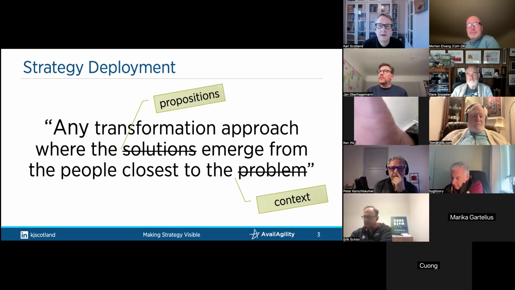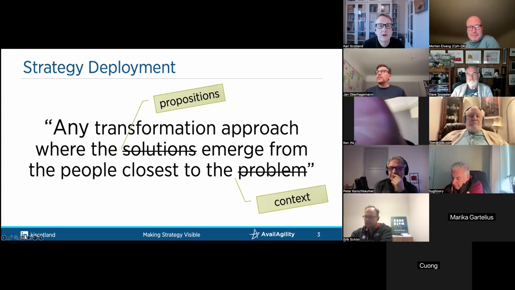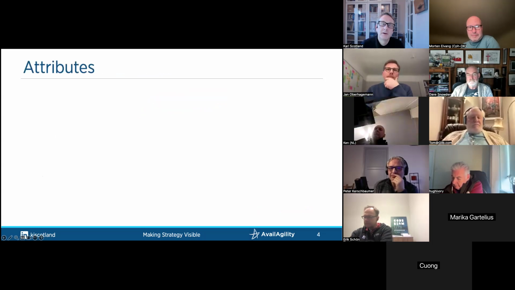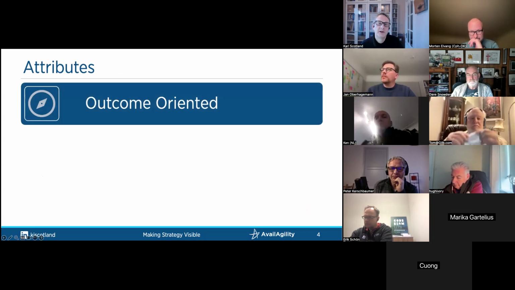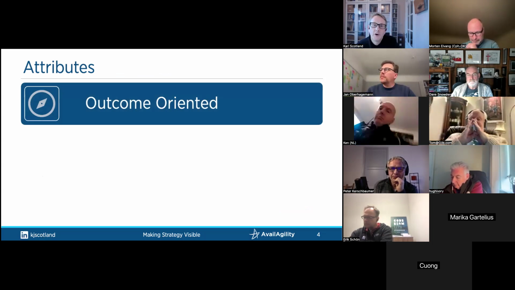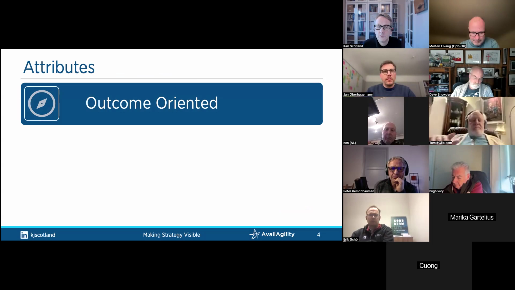That's the general topic that I'm interested in at the moment. I think about what I call attributes: what makes a good strategy deployment approach, and what do I look for? The first is being outcome oriented, focusing on outcomes rather than solutions.